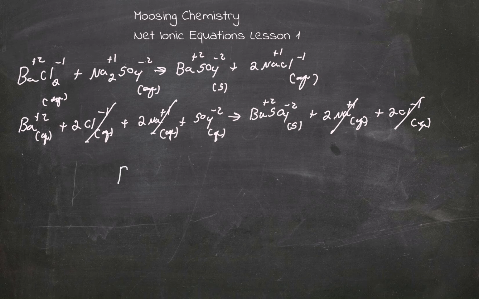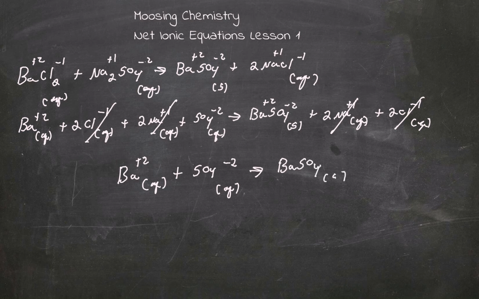So we're going to go Ba plus 2 AQ plus SO4 minus 2 AQ. And we're simply going to put the two together, and we get BaSO4 solid, and that has a net ionic equation.